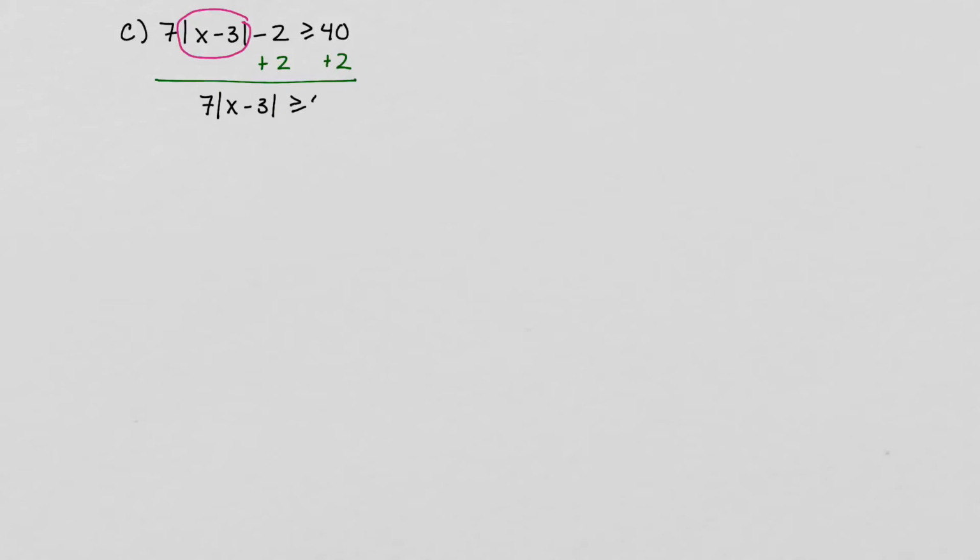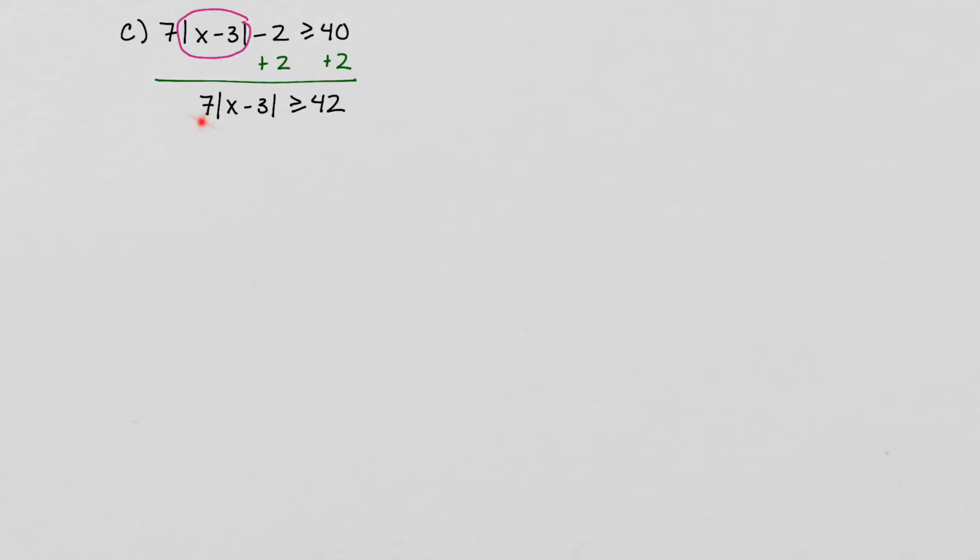So I have 2 more. Part C: 7 times the absolute value of x minus 3, minus 2, is greater than or equal to 40. Again, here is the absolute value of x minus 3. We're going to try to get that all alone. So the first thing I'm going to do is add this 2 to both sides. So I get 7 times the absolute value of x minus 3 is greater than or equal to 42.